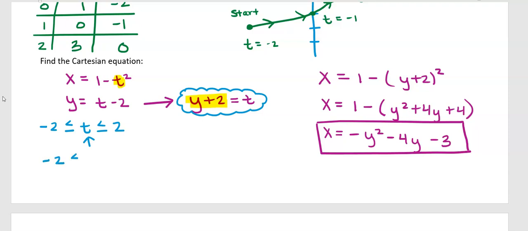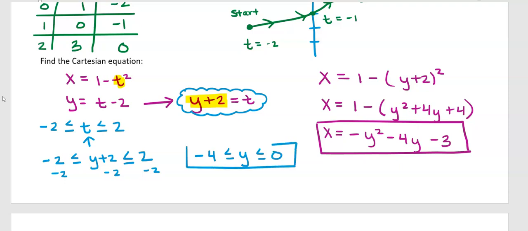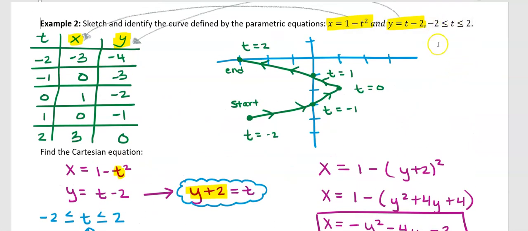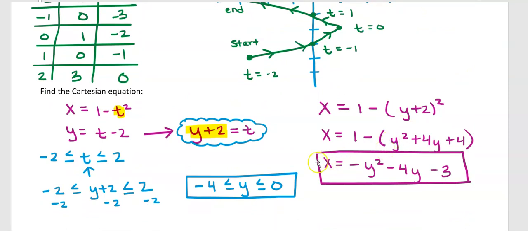So we'll have -2 is less than or equal to y plus 2. We're replacing t with the expression for what it's equal to. And notice now we have a compound inequality that needs to be solved. So you're just going to subtract 2 on each side. My resulting interval should be from -4 to 0. So whenever you start with an interval in parametric form and you're writing it in Cartesian equations, you need to have an interval for that as well.